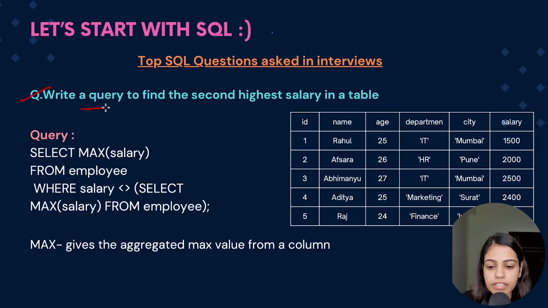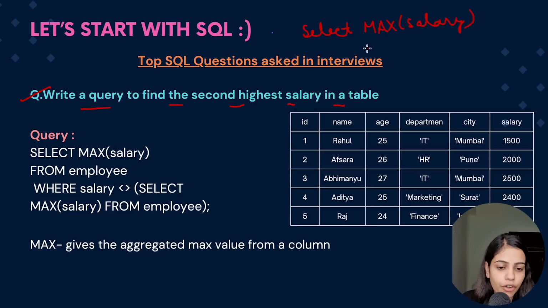Now the next question is: write a query to find the second highest salary in a table. We know the query to find the first highest salary, that is SELECT MAX(salary) FROM employee, which is the table name. Here MAX is an aggregate function which works on a column and gives the maximum value of that particular column or attribute. Now this SELECT MAX(salary) FROM employee will give me the maximum salary which is present here.